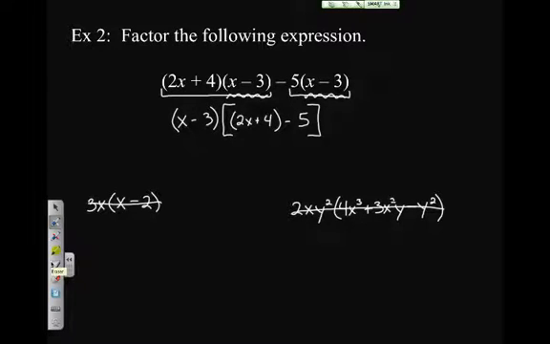Now if you look at that, we can simplify the stuff inside of the brackets. So we still have the x minus 3, but inside the brackets we've got 2x, and then we've got 4 minus 5, which gives us minus 1. So to factor that one, we get x minus 3 times 2x minus 1.